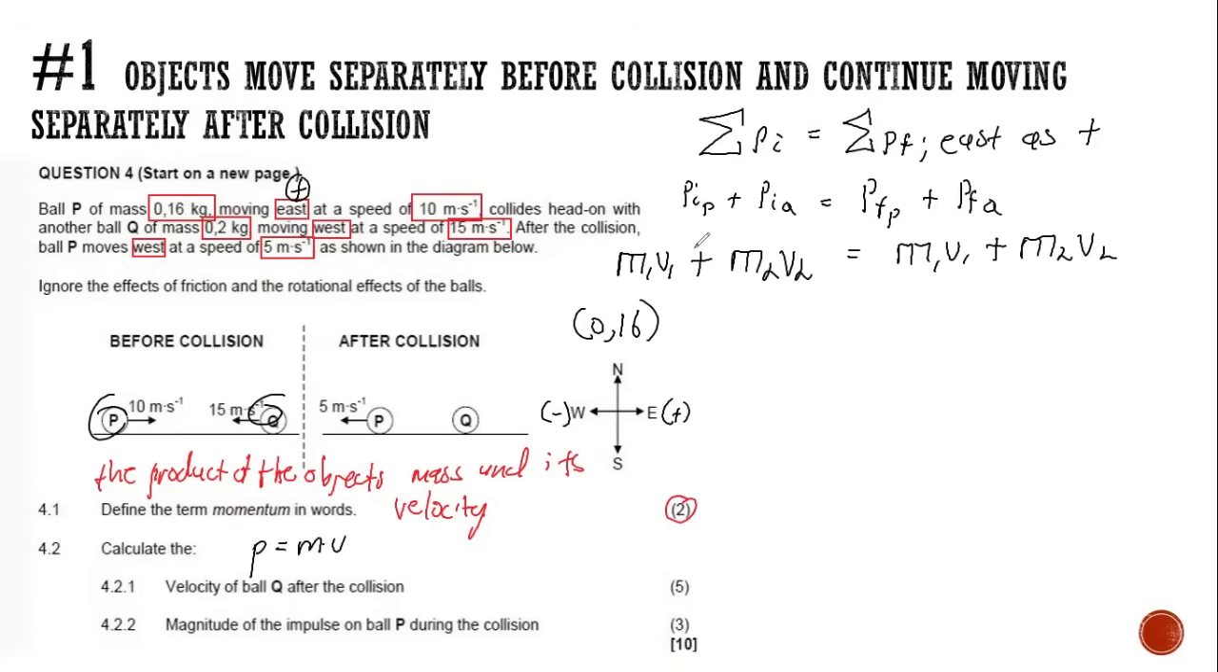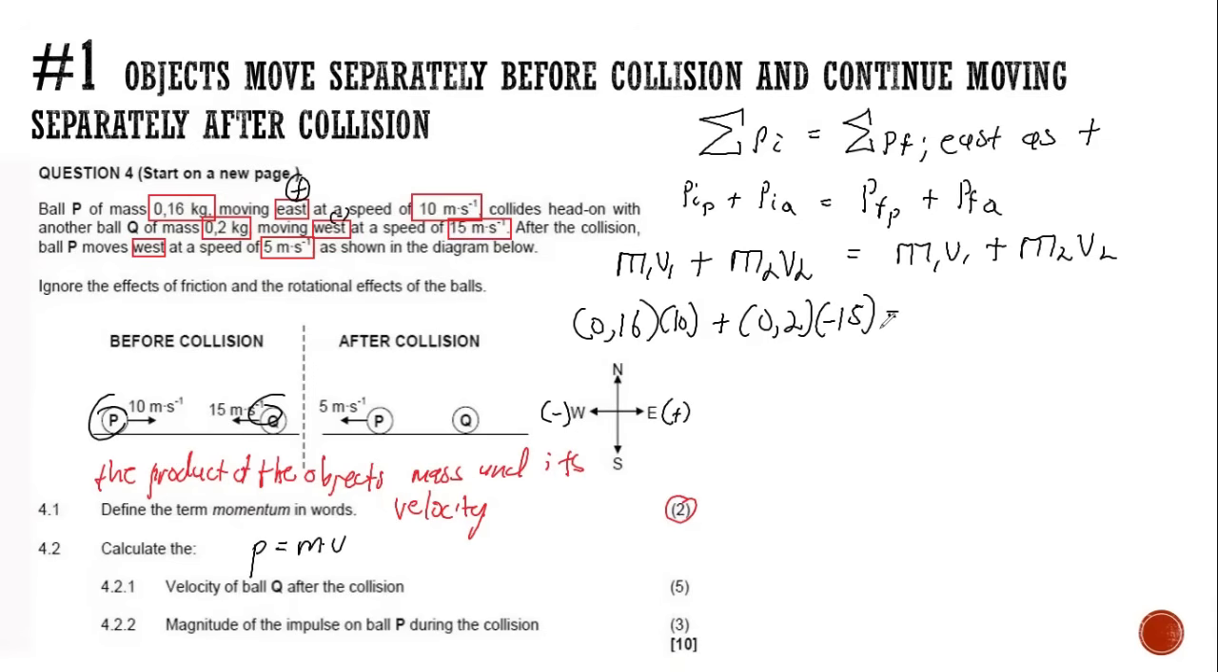So this is how you tackle questions in an exam. Make sure that you always highlight your data. Then the velocity is 10, and then we have mass 2, which is 0.2 kg, and the velocity is west. Now, if it's west, that means it's a negative direction. So how am I supposed to substitute this 15? I'm supposed to substitute it as a negative. So we have negative 15.